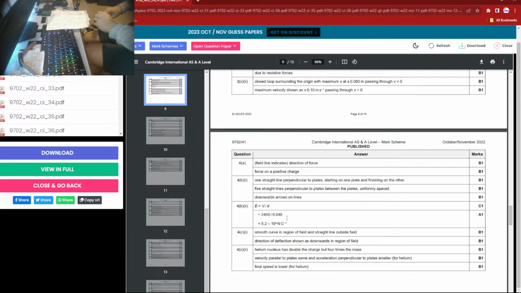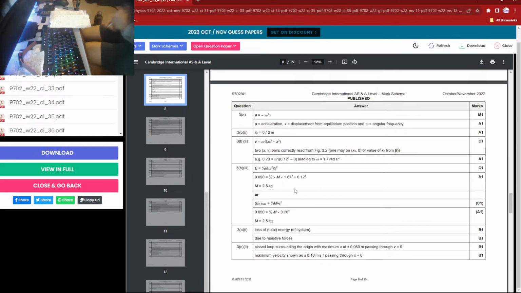C1, one straight line perpendicular to plates. I know that's drawing the lines. C1, smooth curve in region of field and straight line outside field. Direction of deflection shown as downwards. Okay, that's correct. Direction of force on a positive charge. Okay.